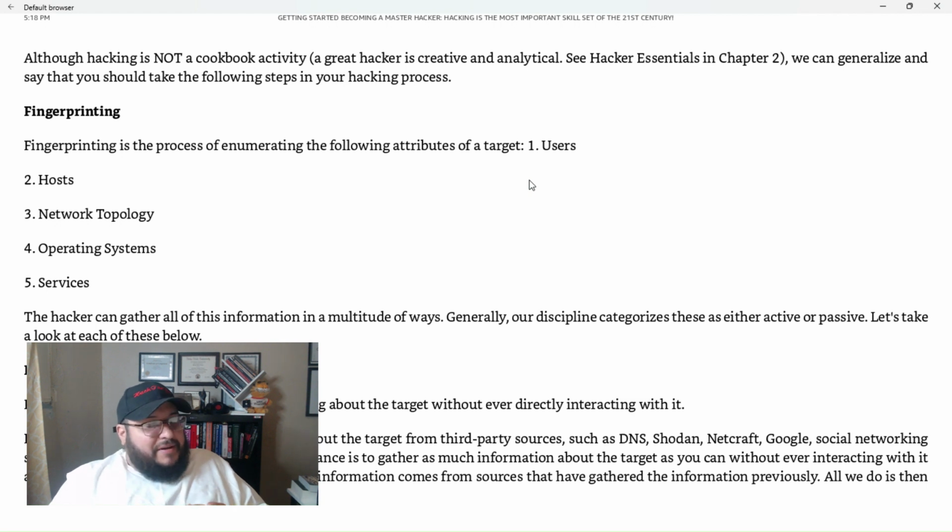and what this book recommends. You need the hosts, the network topology, the operating system, and the services, and this book is going to show you. So for instance, put a network topology line, and then under it you can put the tools or resources to use on how to get somebody's network topology.